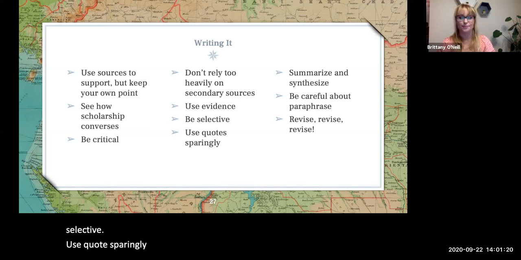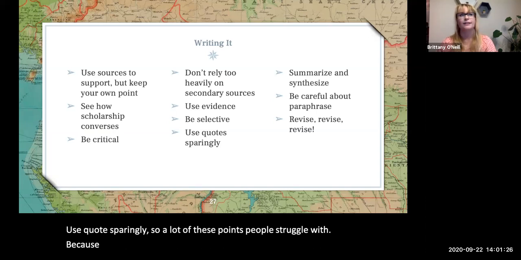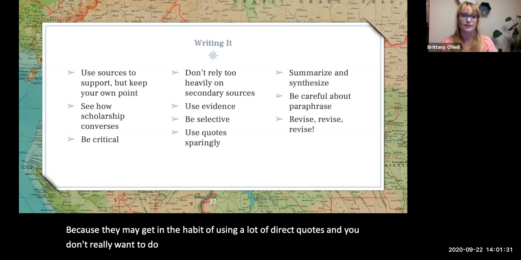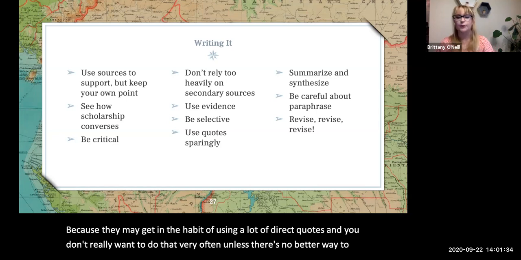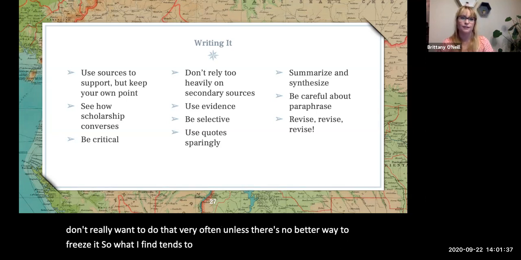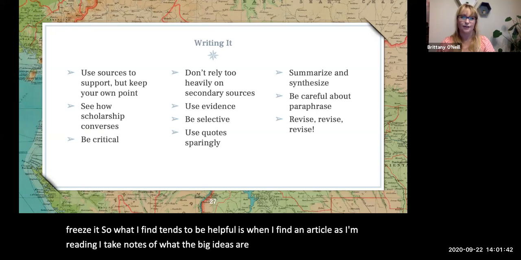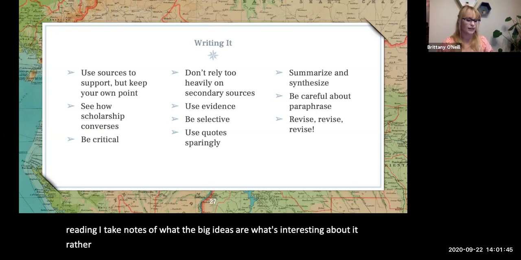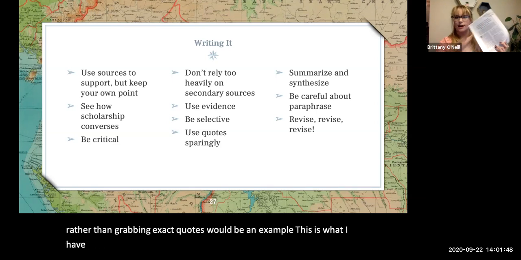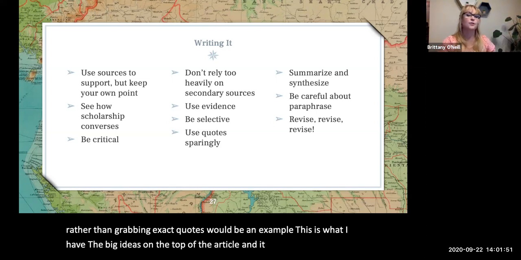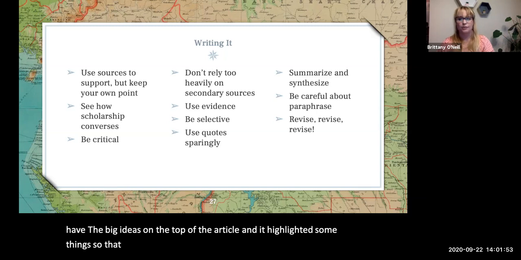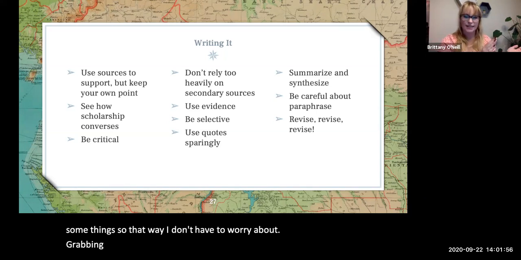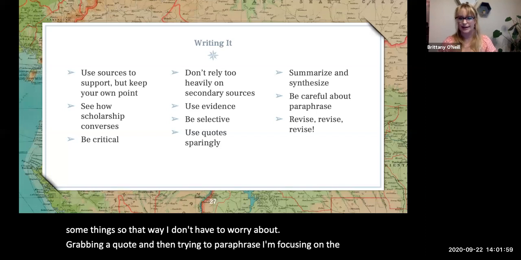So a lot of these points people struggle with because they may get in the habit of using a lot of direct quotes, and you don't really want to do that very often unless there's no better way to phrase it. So what I find tends to be helpful is when I find an article, as I'm reading, I take notes of what the big ideas are, what's interesting about it, rather than grabbing exact quotes. I'll give you an example. This is one I have the big ideas on the top of the article, and I've highlighted some things. So that way I don't have to worry about grabbing a quote and then trying to paraphrase it. I'm focusing on the big ideas. You still want to cite it though.